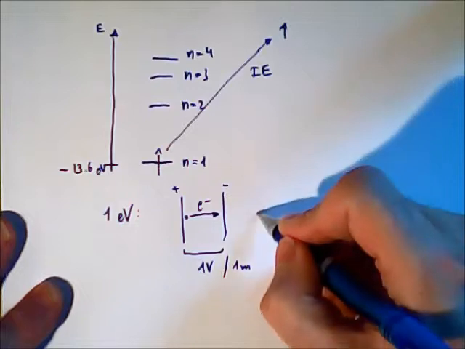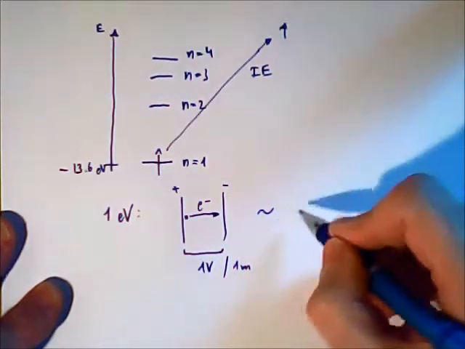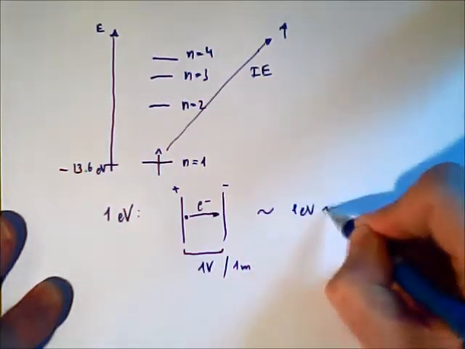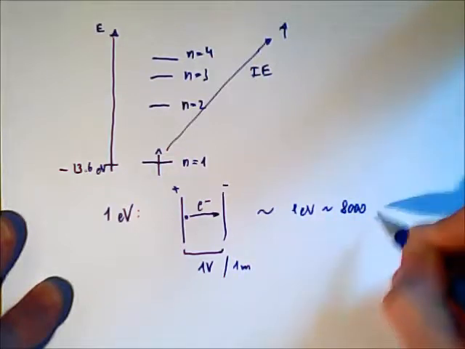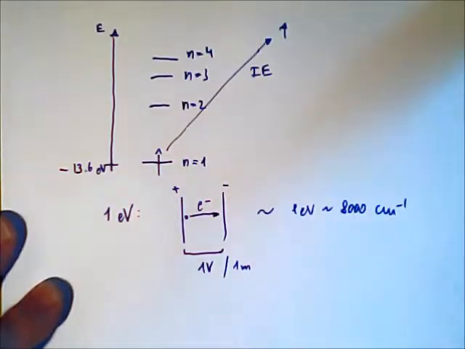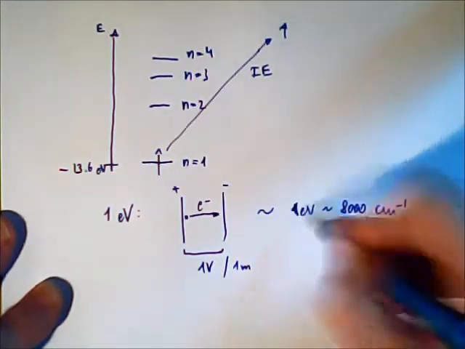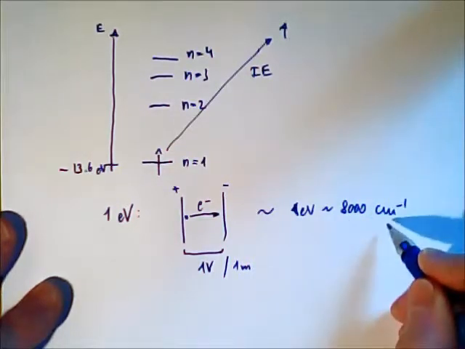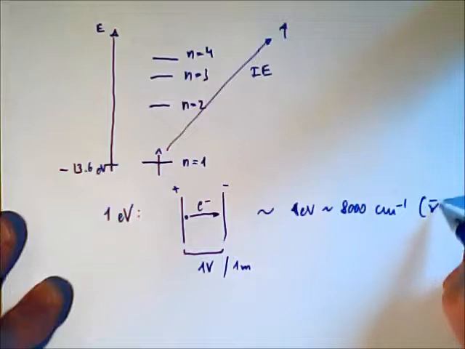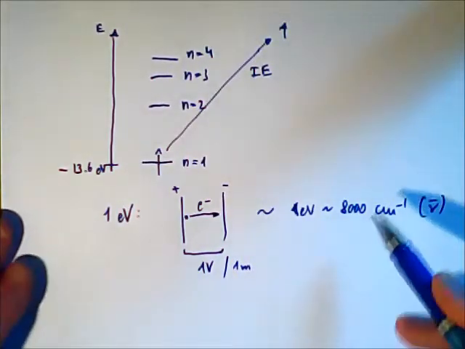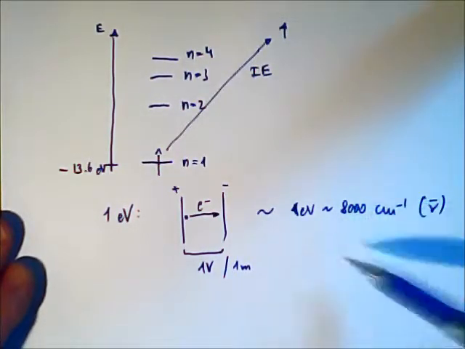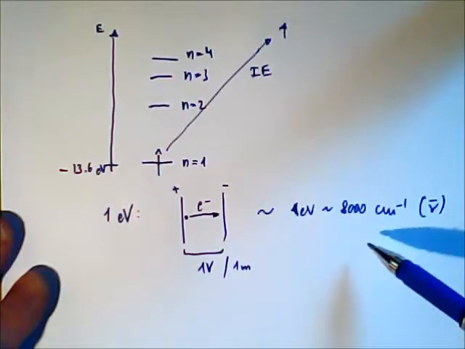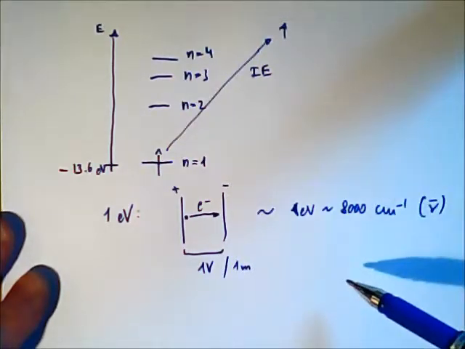And this energy corresponds to a wavelength. 1 electron volt is about 8,000 centimeter minus 1. We remember that centimeter power minus 1 is the nu bar, the wave number, which itself corresponds to the wavelength of the light.